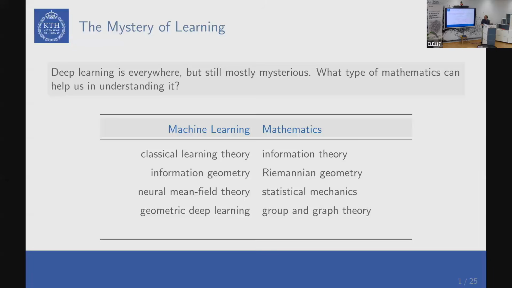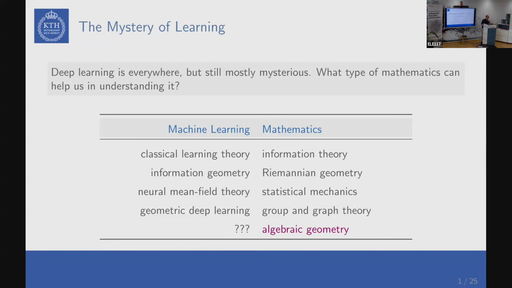And to give an overview, here is a partial list of fields of mathematics that have been applied or leveraged to understand different aspects of deep learning. We go from probability and information theory, classical learning theory, to Riemannian geometry in the form of information geometry, to statistical mechanics, which many of you work on, to geometric deep learning. But the moral here is that there are all kinds of fields in the vast landscape of mathematics that have been explored in the context of deep learning.